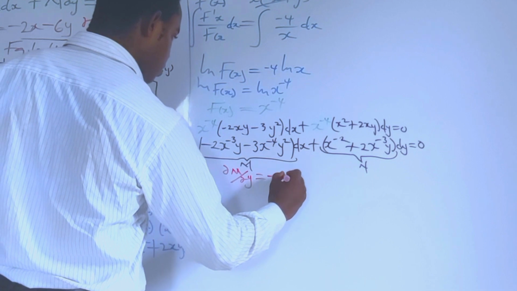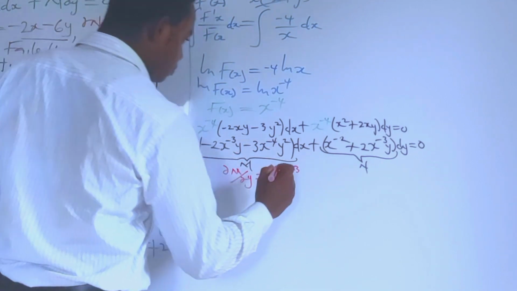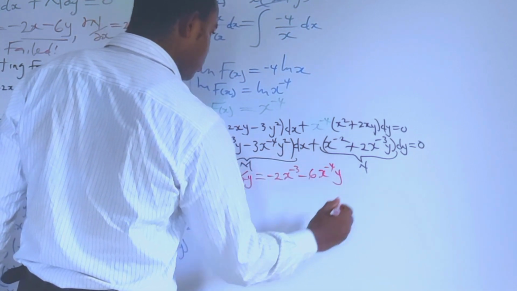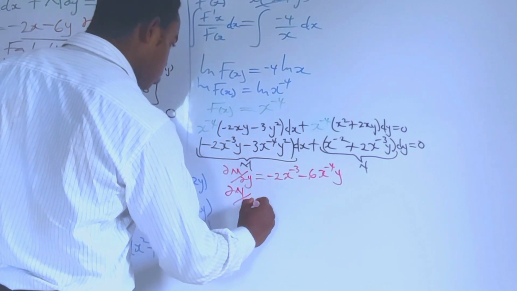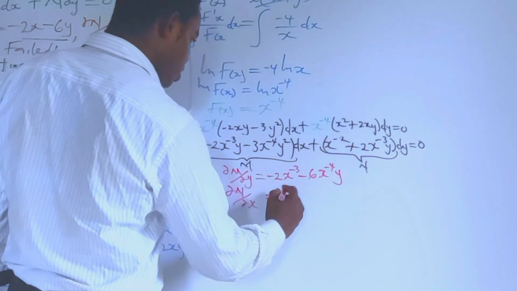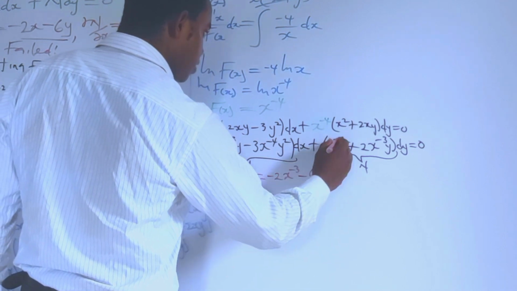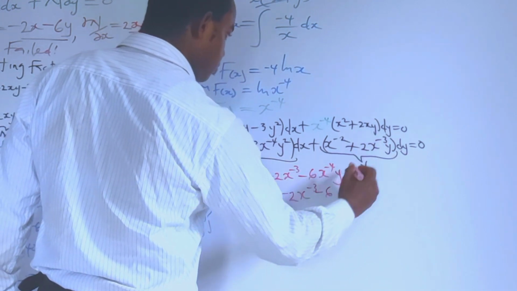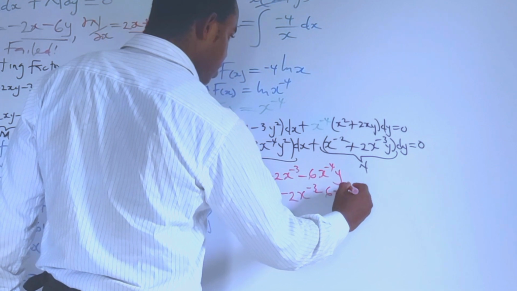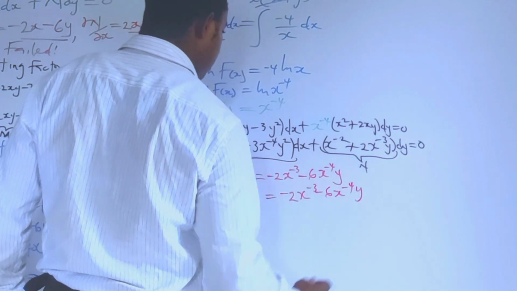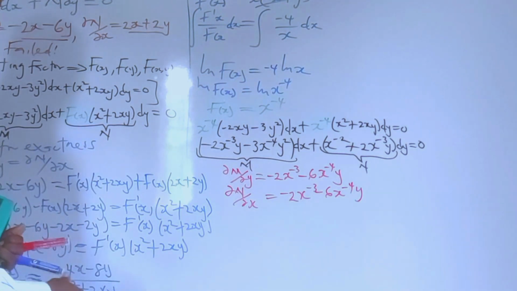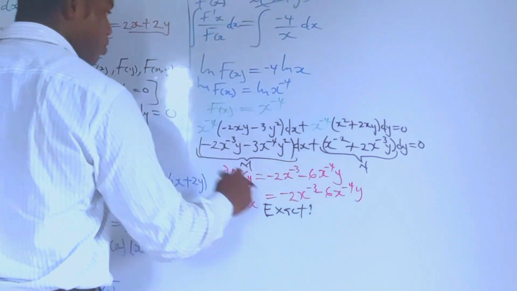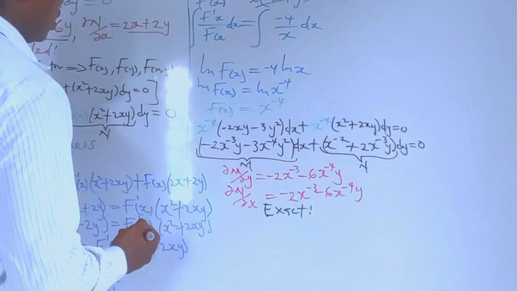So what's partial M partial y? You know that's going to be negative x raised to power negative 3, right? The derivative of y is 1, and minus 6x raised to power negative 4 y. The partial derivative of N with respect to x is going to be negative 2x raised to power negative 2 minus 1, which is minus 3, right? And minus 3 times 2 is negative 6, and x raised to power negative 4, and y is a constant multiplied by y, right? So if you look at this, you see that these are equal to each other, so we know that the differential equation is exact.